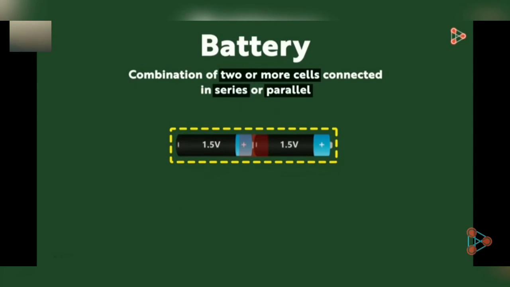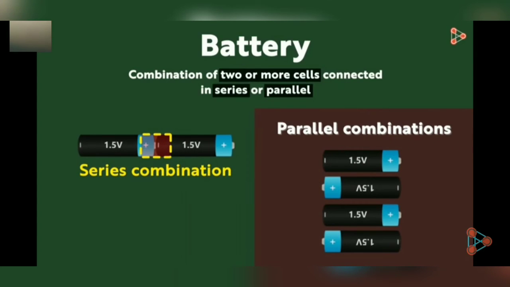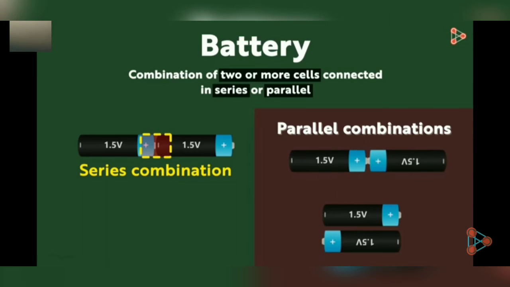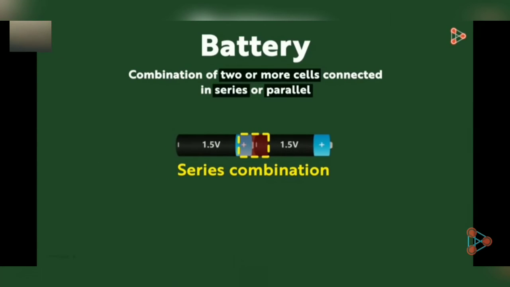Well, if the cells are connected as shown with their opposite terminals connected together, then we say that this is a series combination of cells. We simply say that the cells are connected in series. Parallel combination is when the positive terminals or the negative terminals of the cells are connected together. However, we are only interested in the series combination of cells.